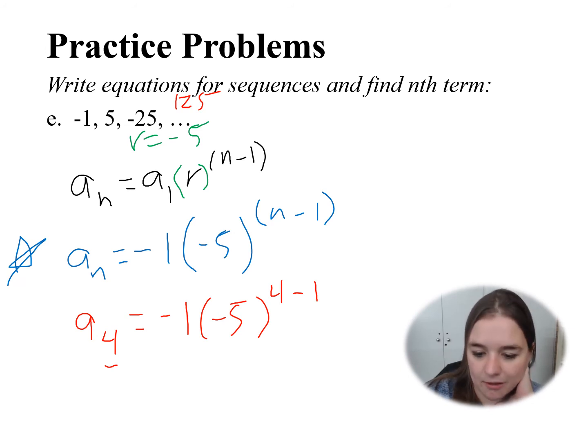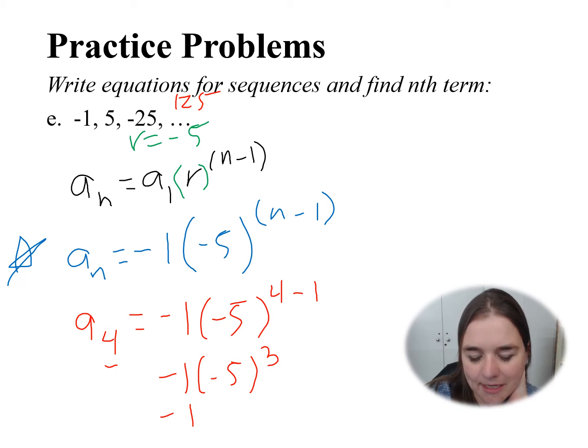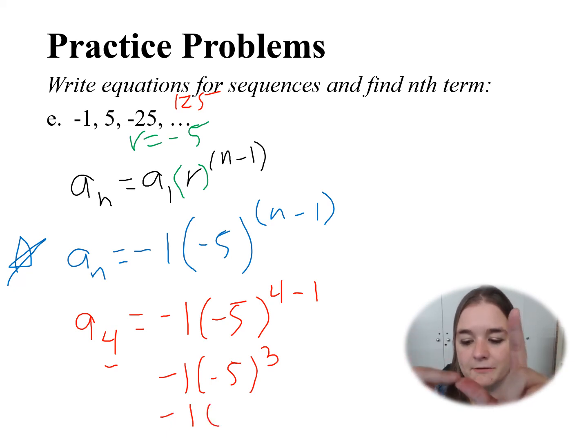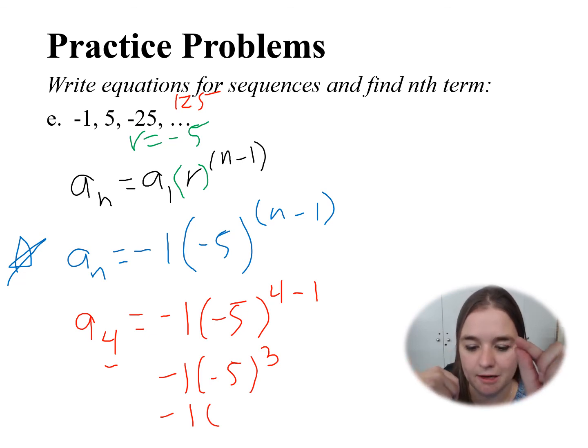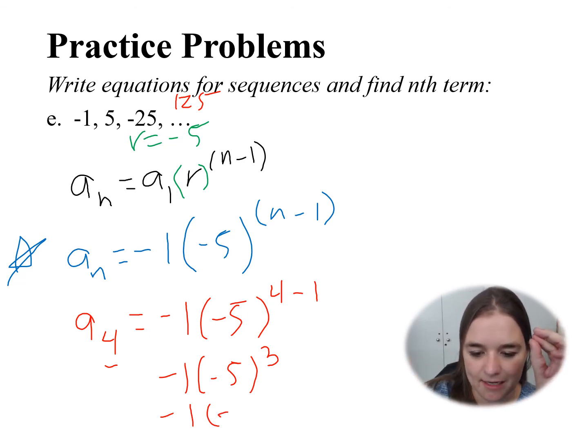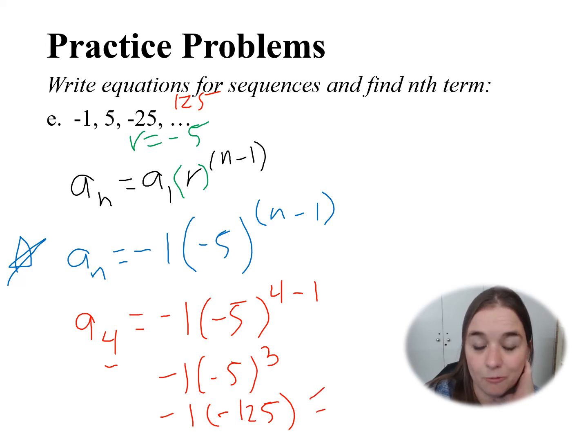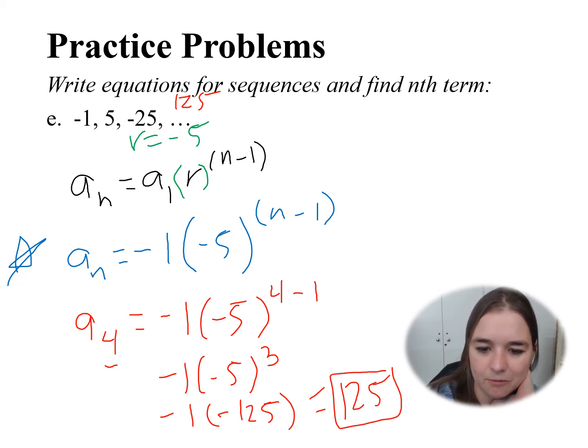Okay, so moving back to our equation here, I can simplify that n, or the power term, so I get -1 times -5 to the power of 3, which gives me -1, well, if I use a calculator or if I use my brain, -5 to the third power is -5 times -5, which is positive 25. Positive 25 times -5 is -125. And then my last step, when I simplify, -1 times -125 is a positive 125. And that matches what I found when I did it just continuing my pattern.